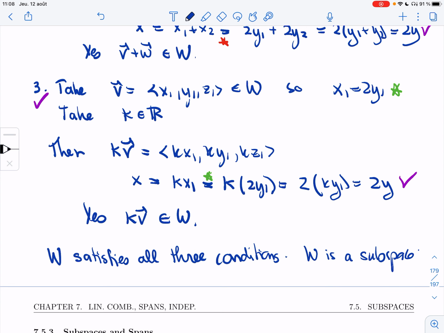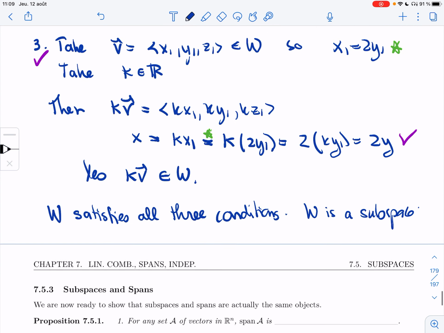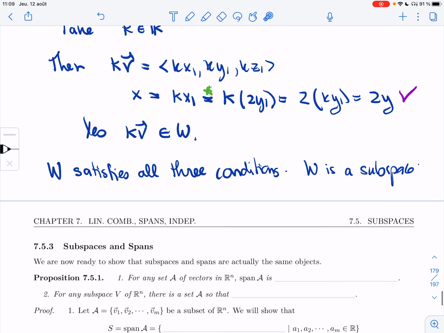All right, so this is what a subspace is. In the next video, we'll be looking at links between subspaces and spans. So please come back for that.